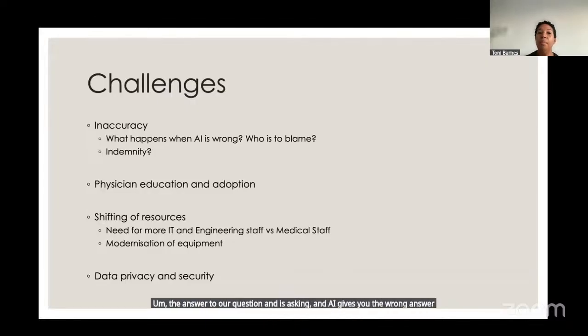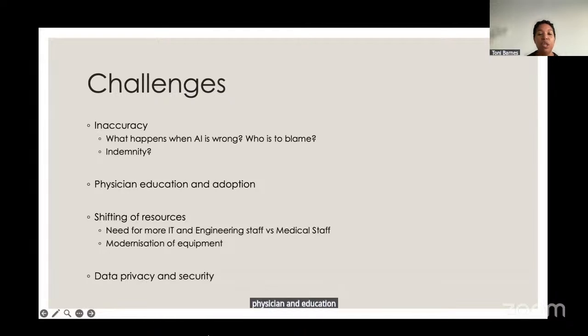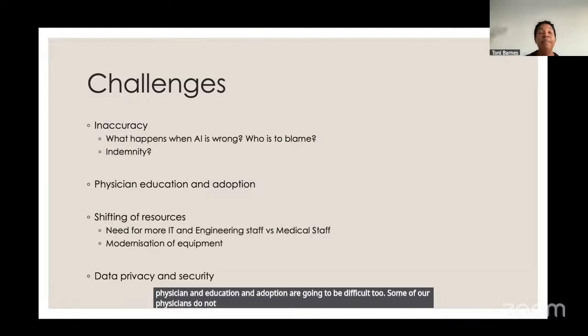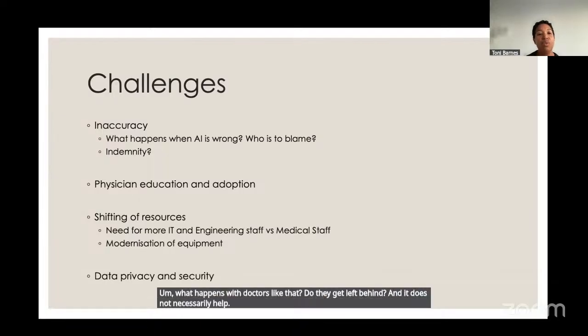Who is to blame? Physician education and adoption are going to be difficult too. Some of our physicians do not trust technology. They want to write their notes by hand. They have physical dockets still. What happens with doctors like that? Do they get left behind? And it does not necessarily help to reduce resources.